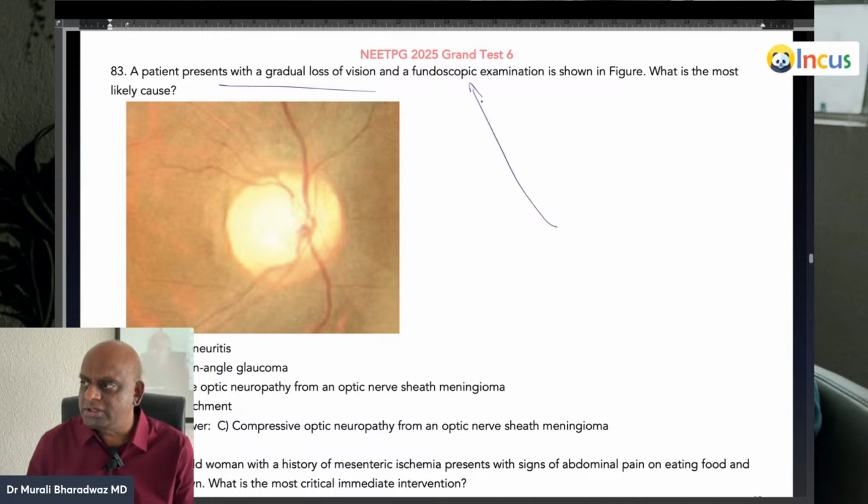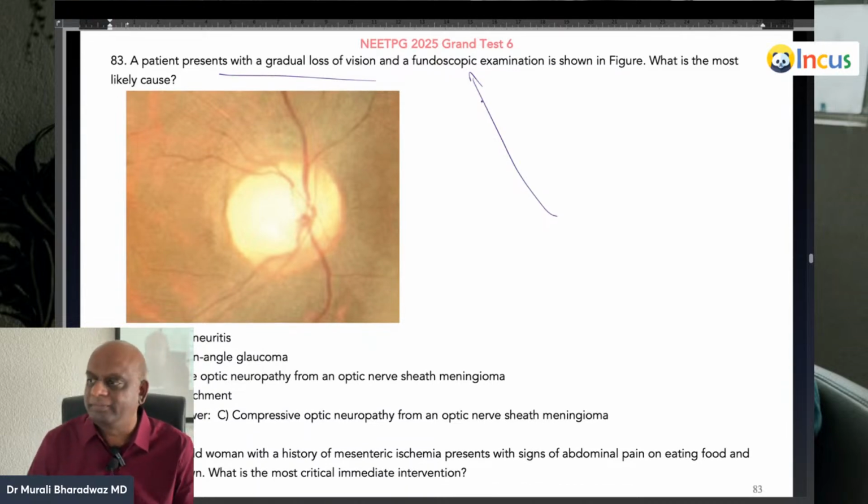There's a gradual loss of the vision with fundoscopic examination being shown. So this is compressive optic neuropathy with optic nerve sheath meningioma.